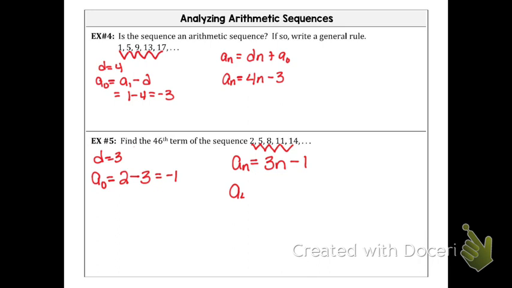And then we're looking for the 46th term. So we're just going to plug in n as 46. Gives me 138 minus 1. Which tells me my 46th term would be 137.